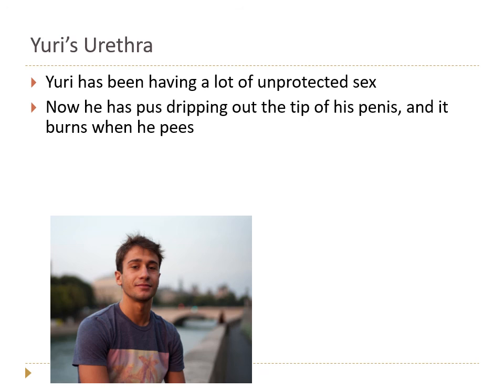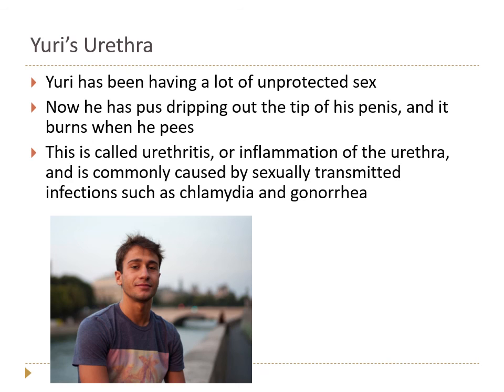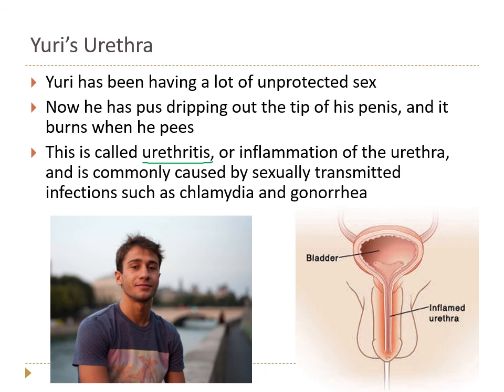Now he has pus dripping out of the tip of his penis, and it burns when he pees. So this is a urethritis, an infection or inflammation specifically of the urethra. So the entire length of the urethra here is inflamed and looks kind of like the pictures of the inside of the bladder that you saw.